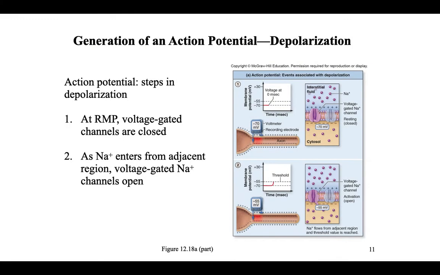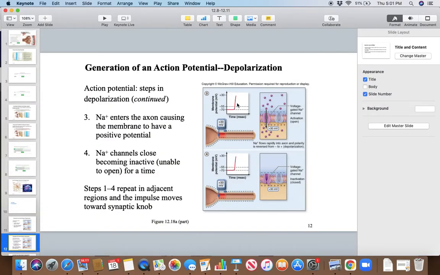So let's look at the figures from our book for generating action potential. At the resting membrane potential, all the voltage gated channels are closed. We're at -70. Sodium enters from adjacent region. Again, this is because of chemically gated sodium channels opening. And then once we reach the threshold, that's the point where the voltage gated sodium channels open. Then we're going to have lots of sodium entering, and we can see the cell becomes more positive.